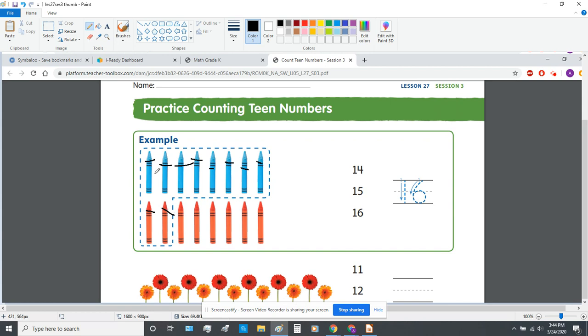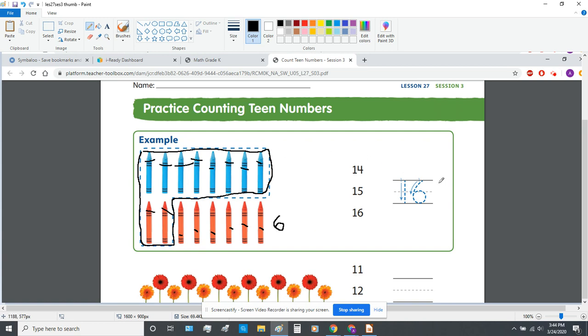They stopped and they circled their 10 crayons. And then see how many extras they have. 1, 2, 3, 4, 5, 6. It might be helpful for you to write the extras here so you don't forget.